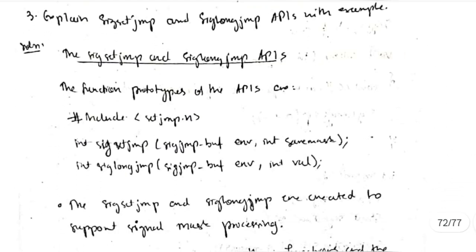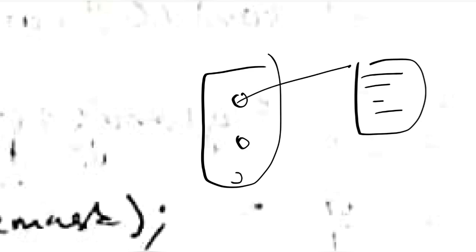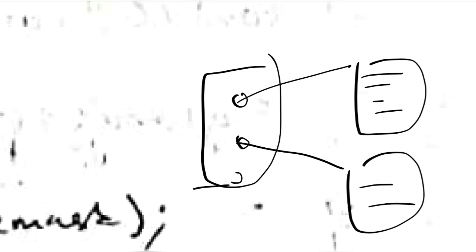And the next one is the very important one, sigsetjmp and siglongjmp API. So what is the setjmp and longjmp? Suppose that you are in this main function, and you have called a program here, here, and here. When you come to this program, you will be executing it, and this is defined here, and for this it is defined here.